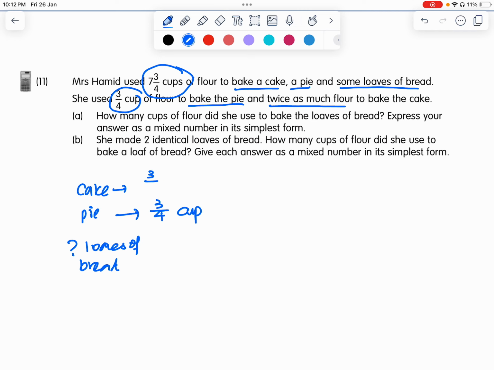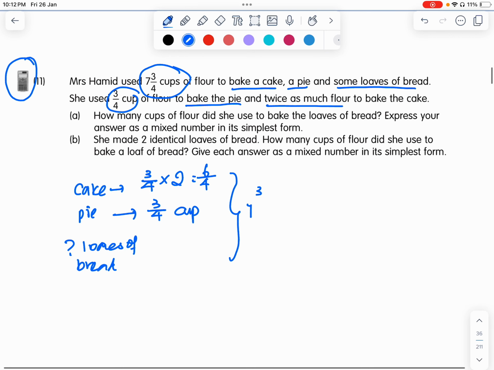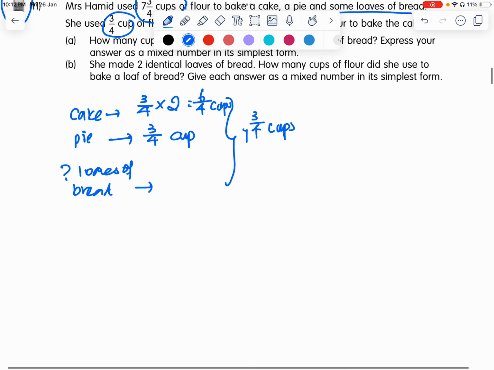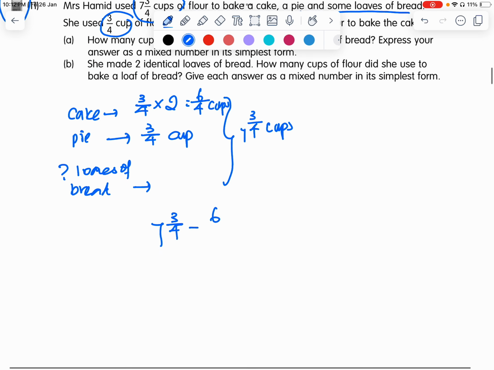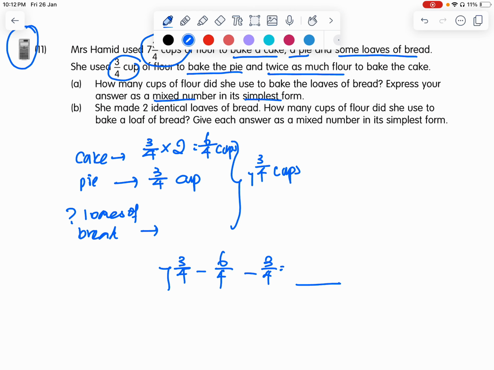That means for the cake it is 3/4 times 2. Just use the calculator, please. You will end up with 6 out of 4, which is fine. You can just leave it as it is. Now you know that in total it adds up to 7 whole 3/4 cups. So to find the loaves of bread, you take 7 whole 3/4 minus 6/4 for the cake and 3/4 for the pie. You have arrived at the cups of flour used for the loaves of bread in total. Then leave your answer as a mixed number in the simplest form.